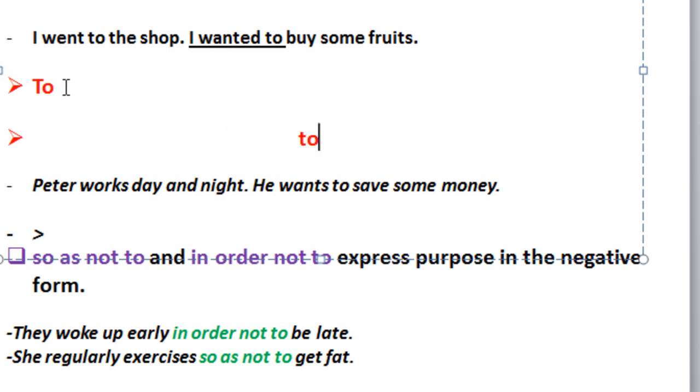So let's start by to buy some fruits. So if you want to use to to introduce a sentence, a comma should be put between the first clause and the second clause. To buy some fruits, comma, I went to the shop.